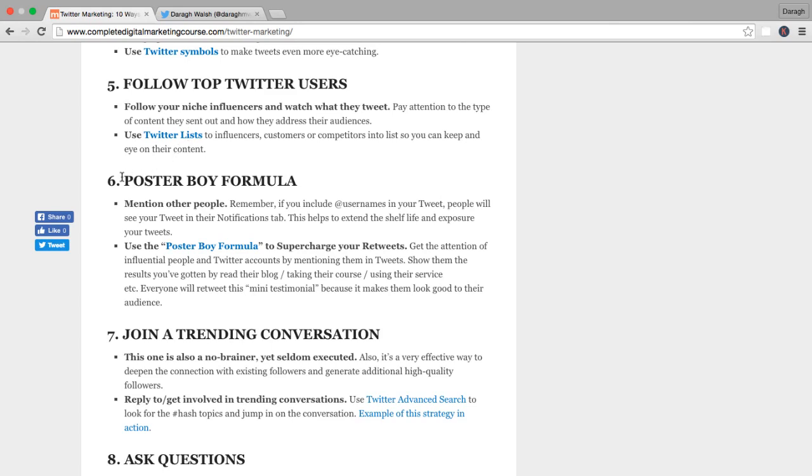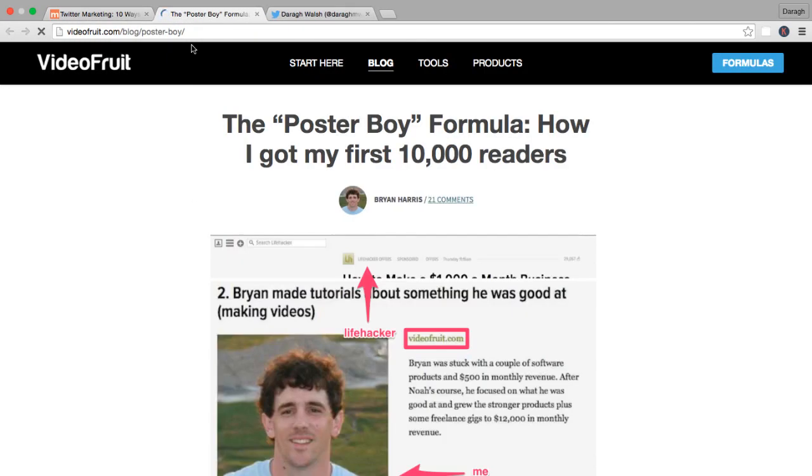We're moving on to point 6 now, which is the second half of the list, and we're starting off with a big one here. This is the poster boy formula. Now you might have noticed that I've changed this from mention other people to poster boy formula. I think this helps wrap up the point a little bit better. I'm borrowing this name from a guy called Brian Harris. He wrote a post on this about how to use this strategy in general, and I think he's the guy who came up with the name poster boy formula.